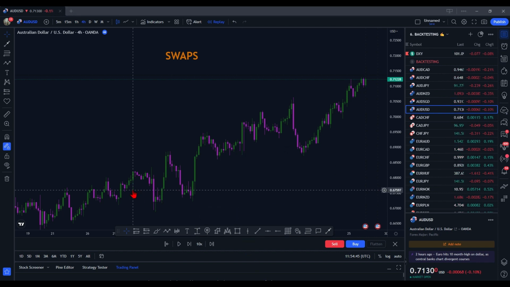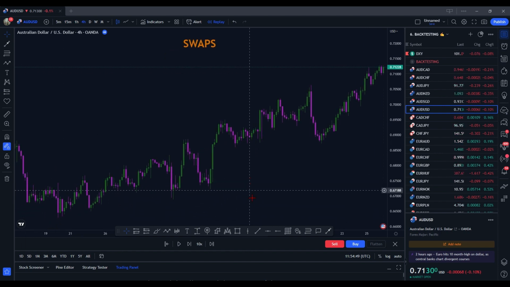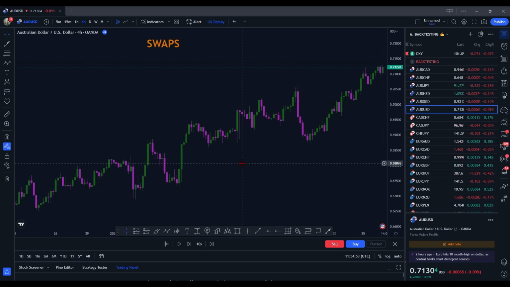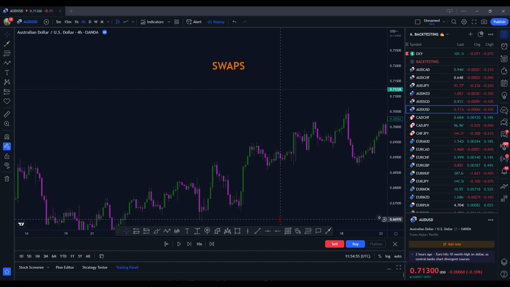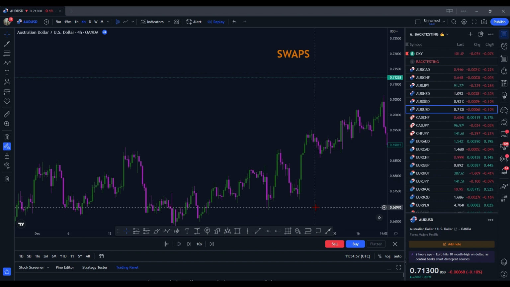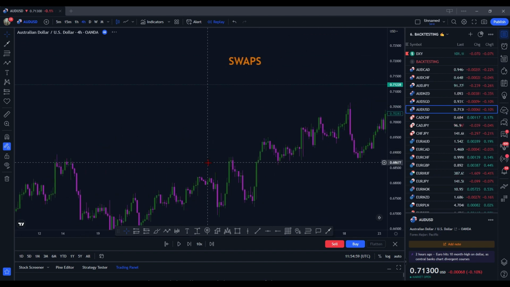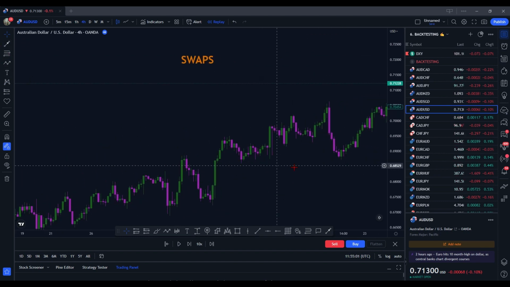So how does it affect you as a trader? Well, it's actually very simple and easy to understand, and you can avoid it, because most individuals try to avoid trading swaps, but sometimes it's unavoidable, definitely if you're a long-term trader. But for scalpers, I know the majority of people don't trade swaps. So I'll show you two scenarios where you would trade swaps.